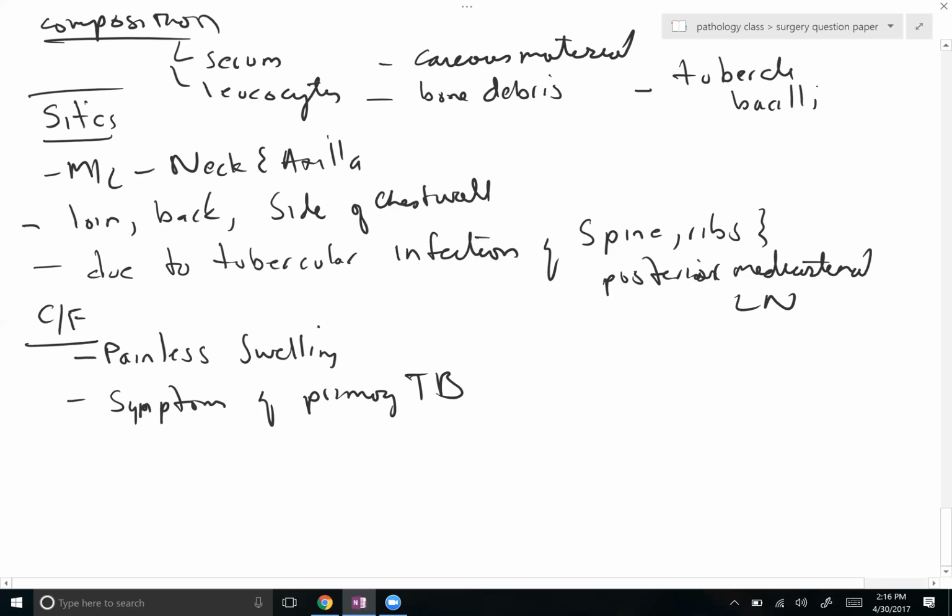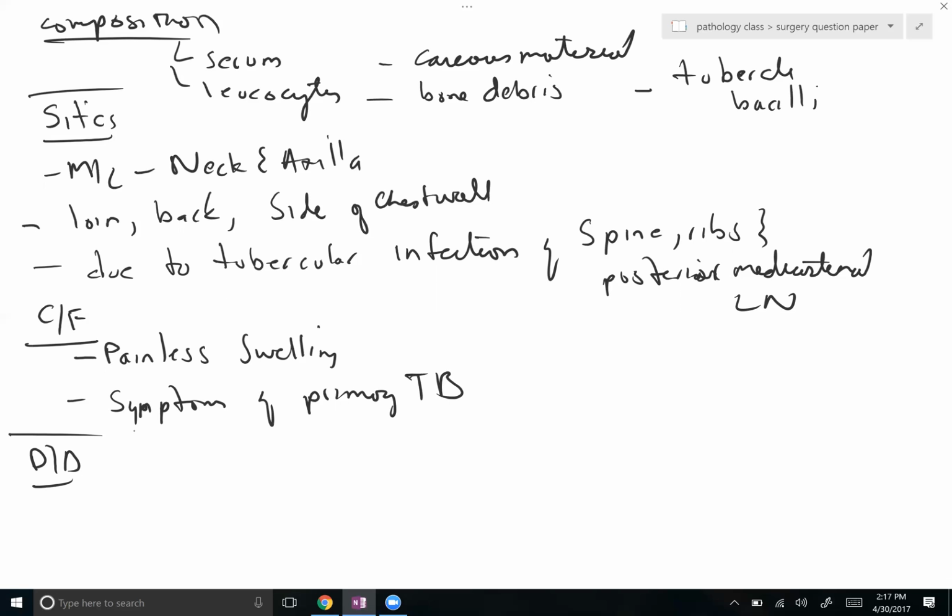Now it can be present anywhere. Like basically TB, if it is miliary TB, it goes throughout the bloodstream. It can be confined to the spine itself, that is known as TB spine or Pott's spine. So the patient usually presents with painless swelling.